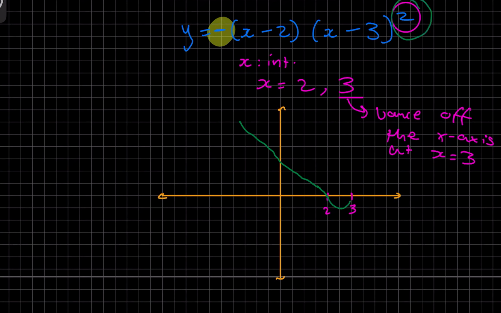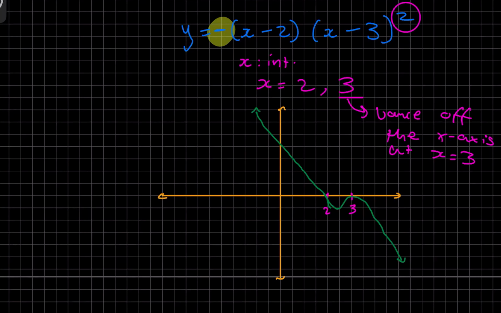Remembering the squared in this part of the equation, this suggests that the graph will actually bounce off the x-axis at x equals 3. So over here, the graph will continue to bounce off the x-axis and proceed downwards. This one could have been drawn a lot better. Let's do that once more. So we slope downwards because of the negative out the front. The graph goes through the x-axis at x equals 2 before curving back up, bouncing off the x-axis at x equals 3, and continuing its path downwards.